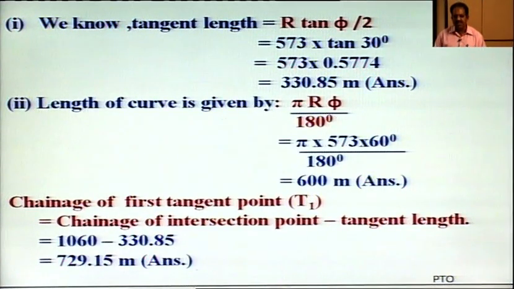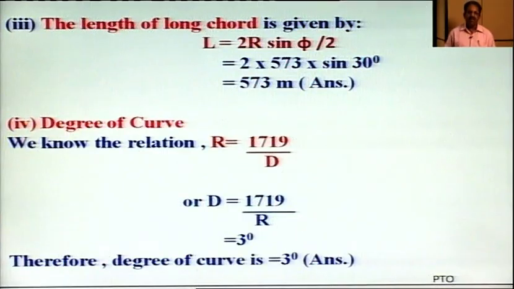So, the chainage of the first tangent point T1, how do we calculate it? The chainage of the intersection point B is given as 1060 meters minus the tangent length we have just calculated, 330.85. So, after calculating, the chainage of the first tangent point will be 729.15. In this way we have calculated the second answer, that is, the chainage of the first tangent point T1.